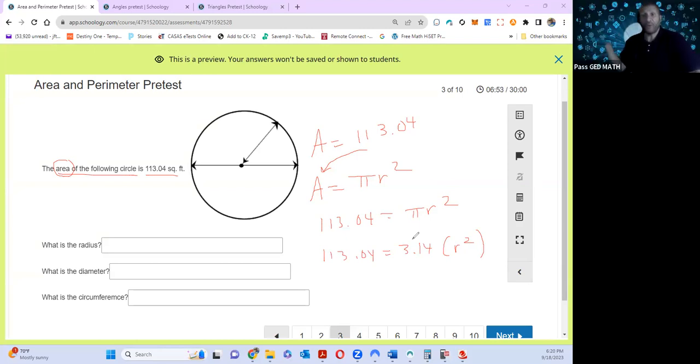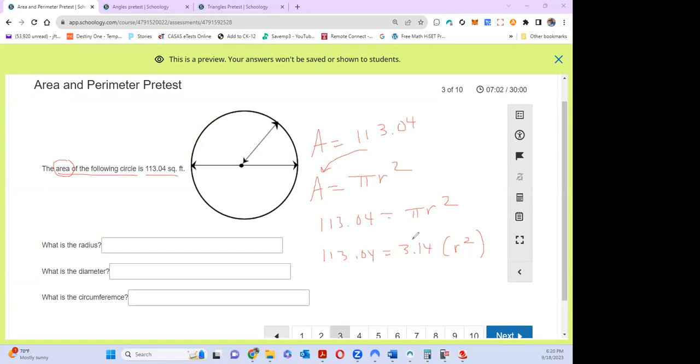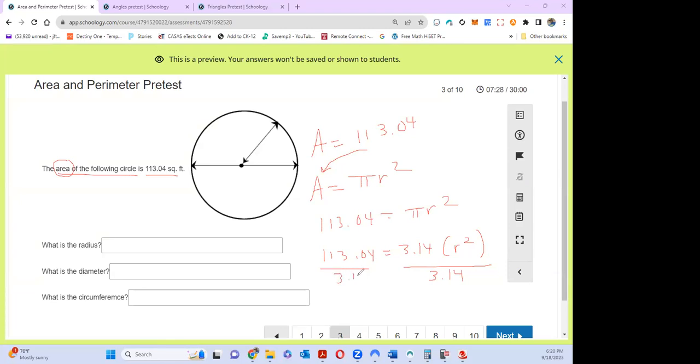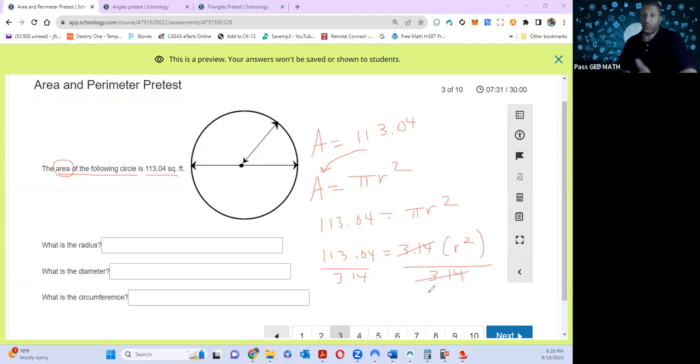So if you can't tell yourself why you're doing something, that means you may not know how to do it and you have to figure it out. Remember, pi r squared means pi times r squared. If I want to get r by itself, I need to get rid of pi. Since it's being multiplied, I need to divide, because the opposite of multiplication is division. Once I divide both sides by 3.14, the 3.14 on the right side cancels. That's what we want, because we want to get r by itself.